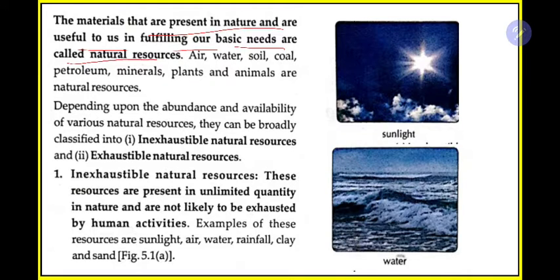Then water. Water is also available in nature and it's fulfilling all our basic needs. We need water for living. Similarly in the case of soil, coal, petroleum, minerals and plants, all are available in nature and these are not made by any human being. These all are made by nature, right? Air, water, soil, then your plants, animals, everything is made by nature. So these are known as natural resources.